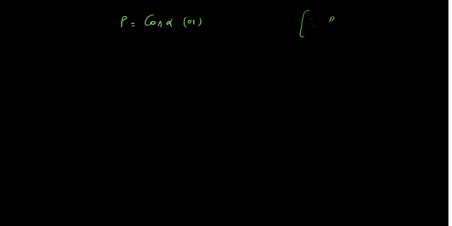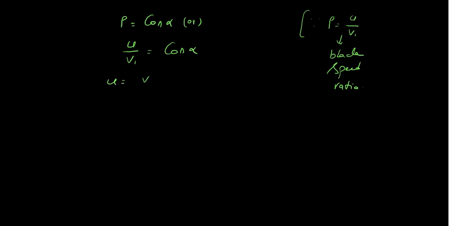What is this rho? Since rho equals u divided by v1, what is this u divided by v1? It is nothing but the blade speed ratio. Or you can write it as u by v1 equals cos alpha, that is u equals v1 cos alpha. Under this condition, if I substitute it, I can get the value of maximum efficiency, right?